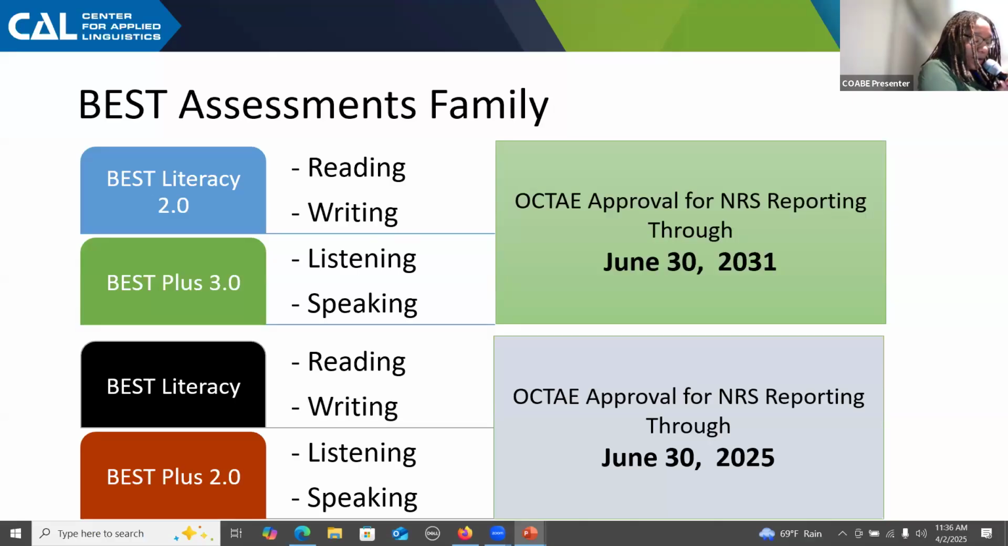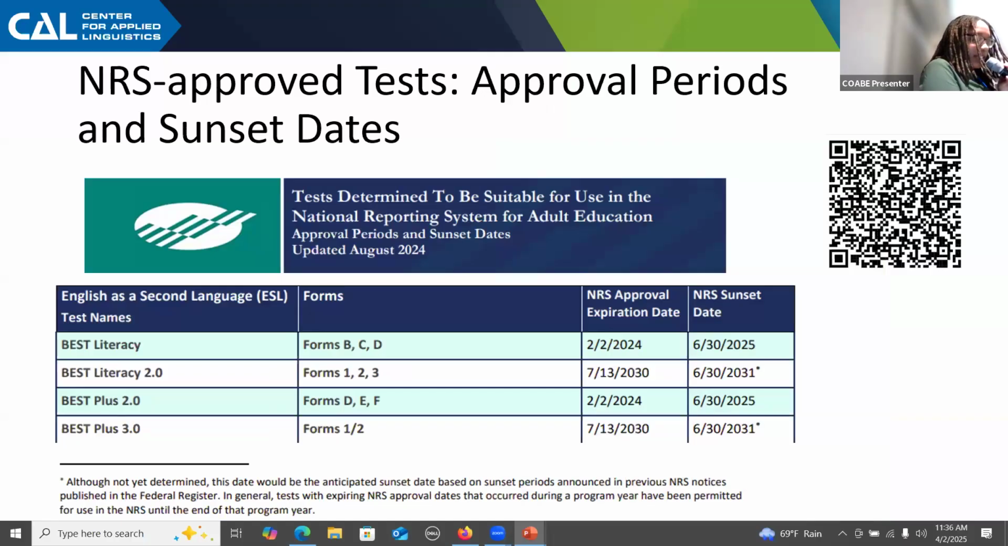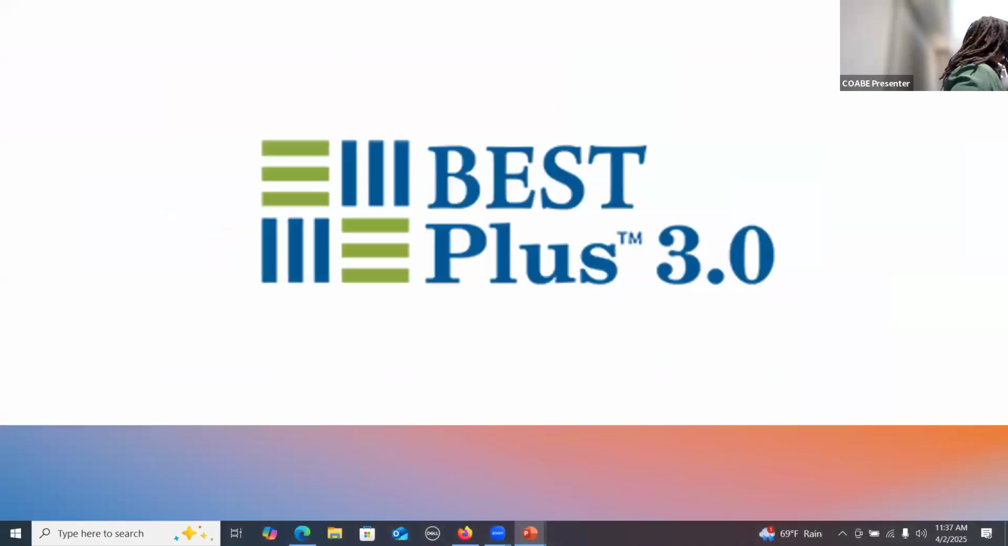NRS approved periods are posted on their website and shared with stakeholders on a day-to-day basis. Let's see where we can find this information. Assessments must be approved by OCTAE for use in NRS reporting. The latest period extends BEST Literacy 2.0 and BEST Plus 3.0 through July 13th, 2030, while earlier versions are approved through June 30th, 2025. Knowing these periods is critical for compliance and ensuring programs use valid, up-to-date assessments. Next, I'm going to turn it back to Anna to discuss an overview of our BEST assessments. Thank you, Amaya.